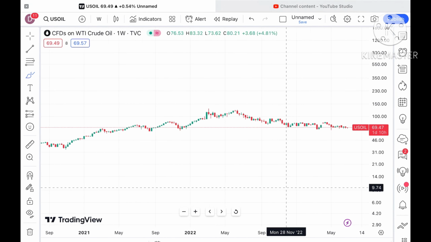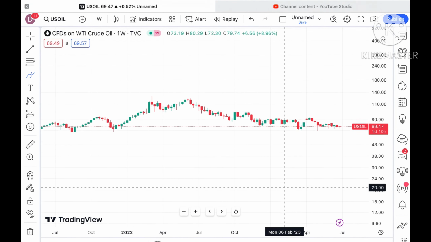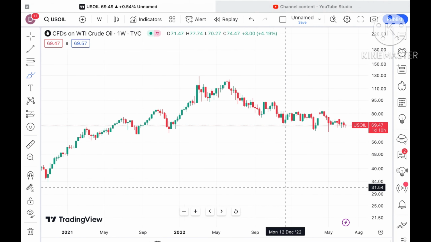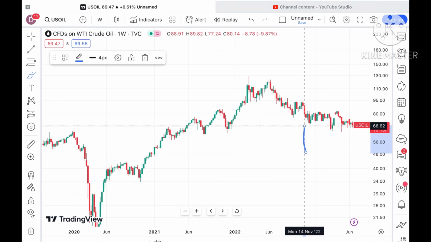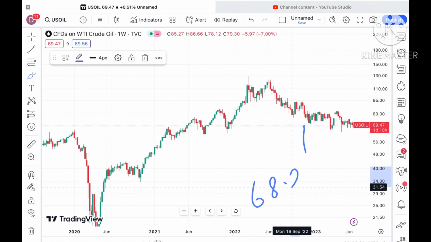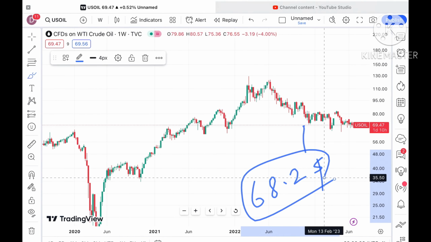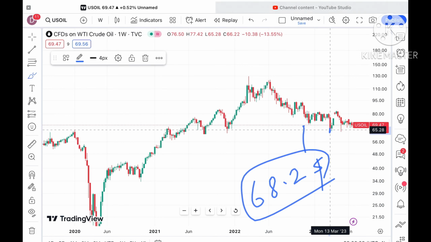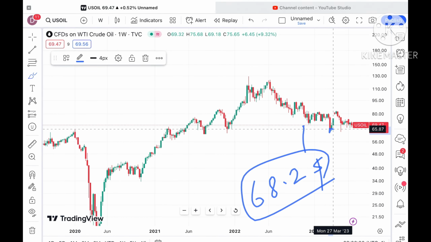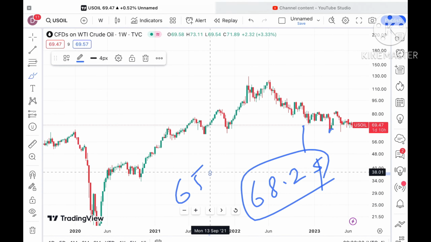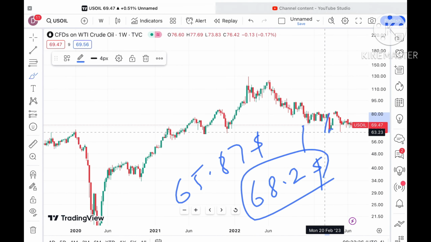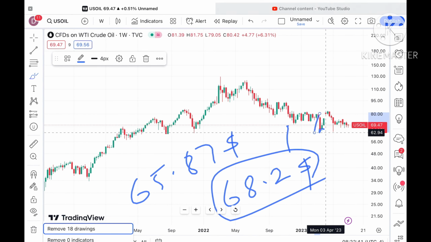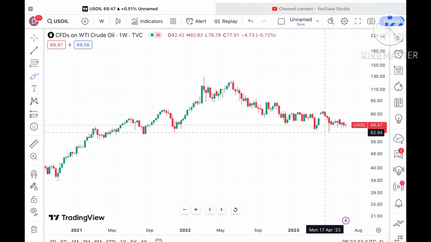Now look at this particular chart. It is trading at a level of $69.47, and a very close support is coming at a level of $68.2. If the price falls below this support, the next strong support is coming at a level of $65.87. If that level also moves further down, then yes, a probability of going towards 63.23 is there. If that level moves further low, then we can see it go further low.